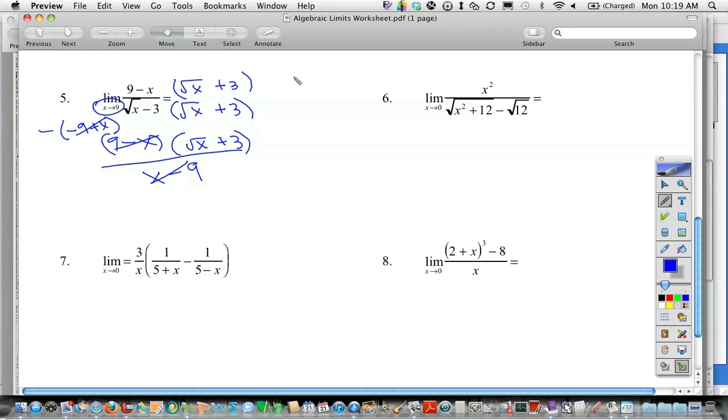And I kind of skimmed over the fact that when we first plugged in, we got 0 over 0. Okay? So now I plug in my 9. Square root of 9 is 3. 3 plus 3 is 6. Don't forget I got that negative over there. Final answer, negative 6.